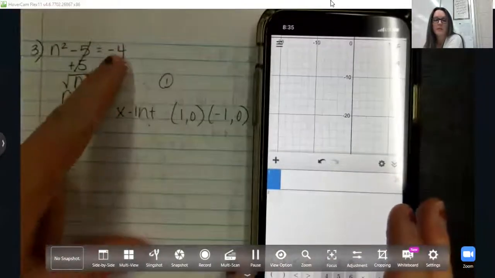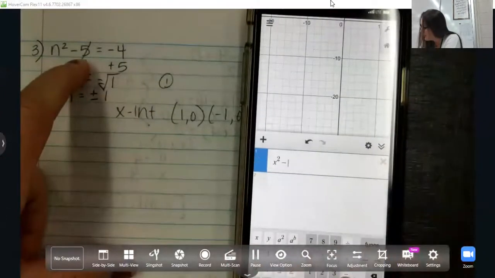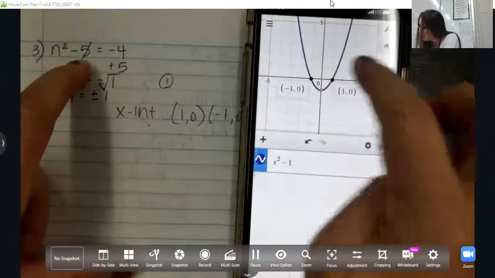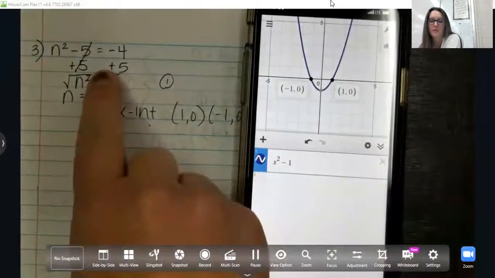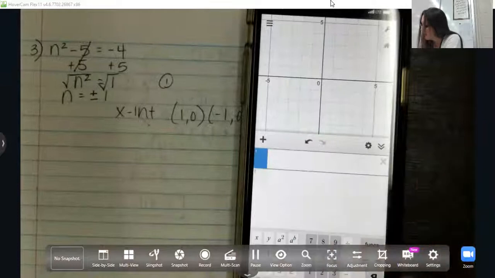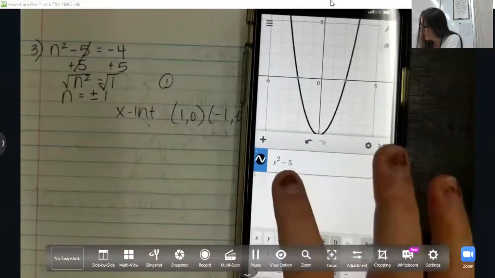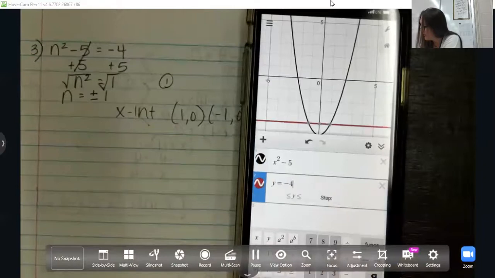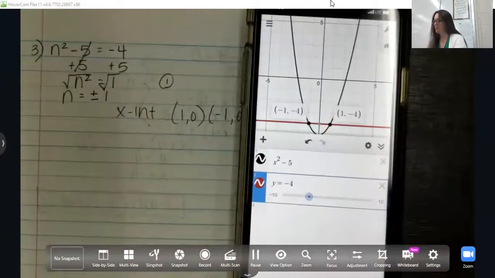So if we put this over here, we would have a -1. So it would be x squared minus 1. Notice, see there, our 2 zeros are at -1 and 1, because we had to get it equal to 0. We could set it up like this. We could do x squared minus 5, but we'd have to create another equation here that would be y equals -4. And then we would still look for those intersection points. Pretty cool how those graphs work.